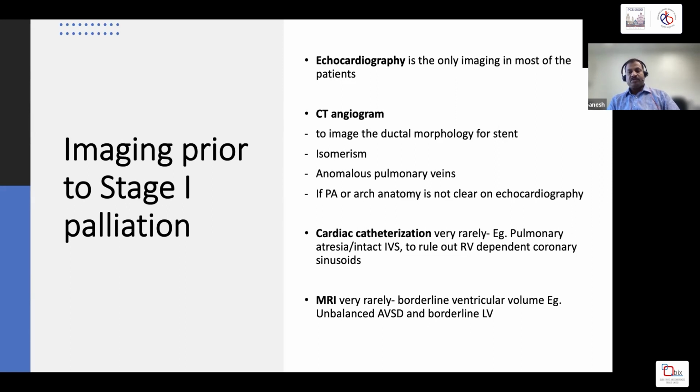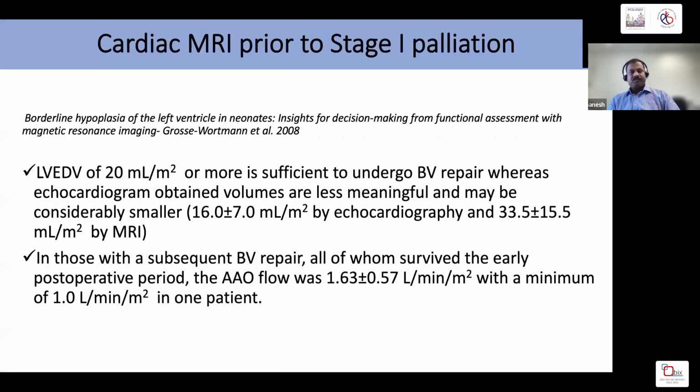MRI is very rarely used, and for assessment of those patients with borderline ventricular volumes, for example, those with unbalanced AV septal defect and patients with borderline left ventricles. And the evidence for this comes from Sick Kids, wherein they have shown that if the LV end diastolic volume is more than 20 ml per meter square, these patients can undergo successful biventricular repair. They also use the flow data, the ascending aorta flow, to predict subsequent successful biventricular repair.